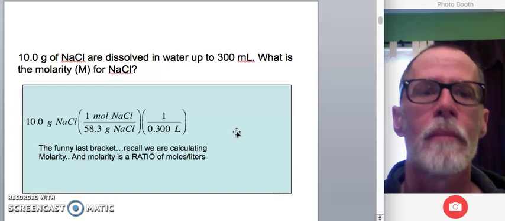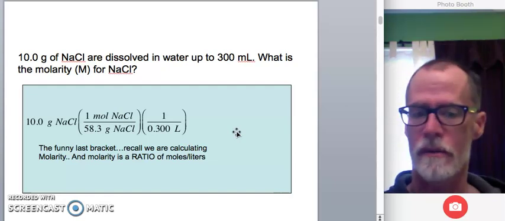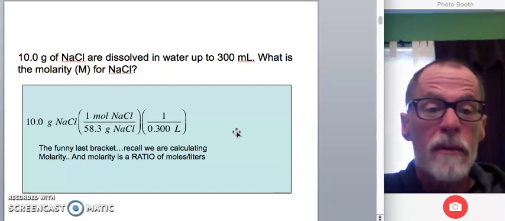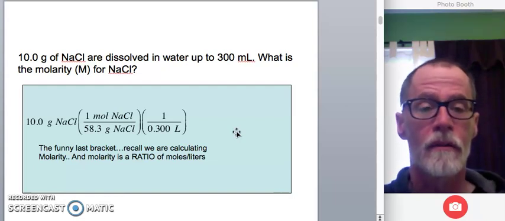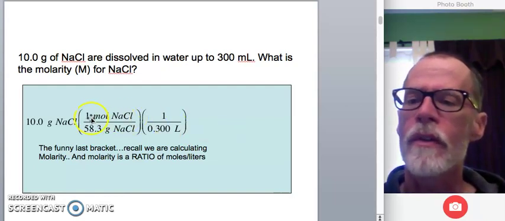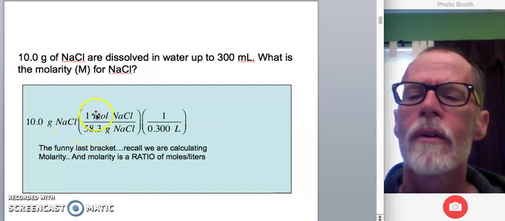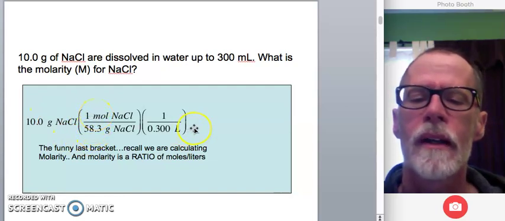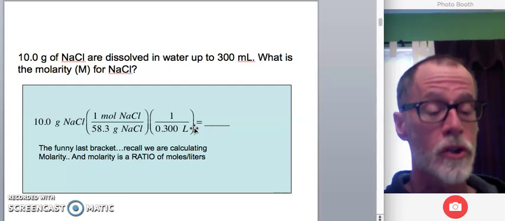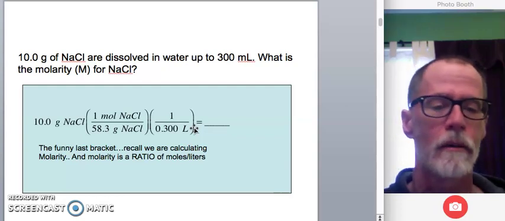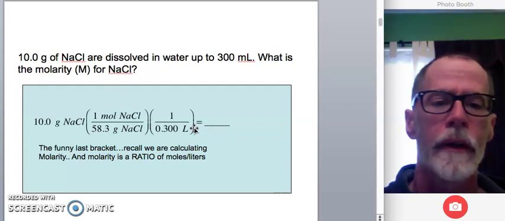It gets even crazier. Look what I put on the top: a 1 with no units. So this is a 1 divided by the volume in liters. Grams got converted to moles, moles divided by liters, and this will shoot out the molarity.